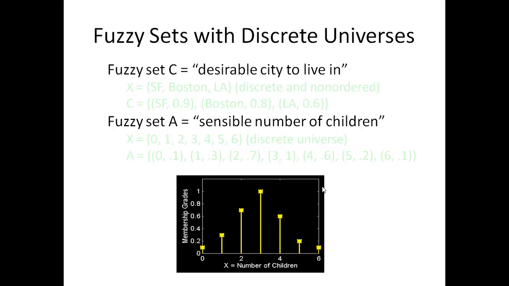Similar other example, if fuzzy set A is sensible number of children and you are having the discrete universe 0, 1, 2, 3, 4, 5, 6 like this, and A is a fuzzy set with its points with its membership functional values. By taking the points of universe of discourse with its membership functional values or membership grades, we can have the graph as shown in the picture.